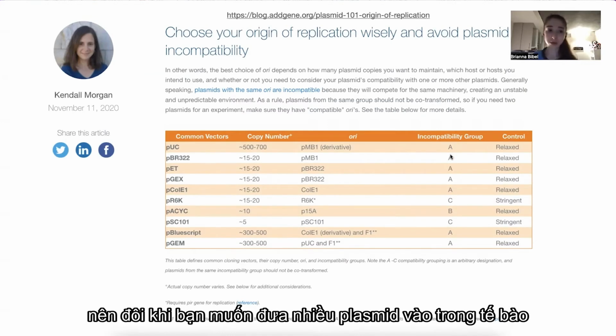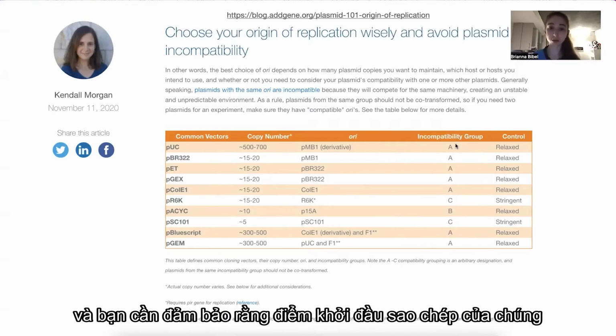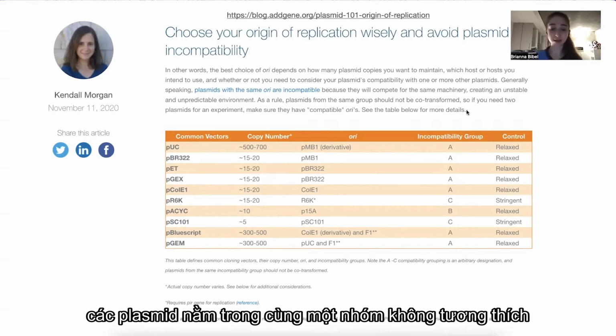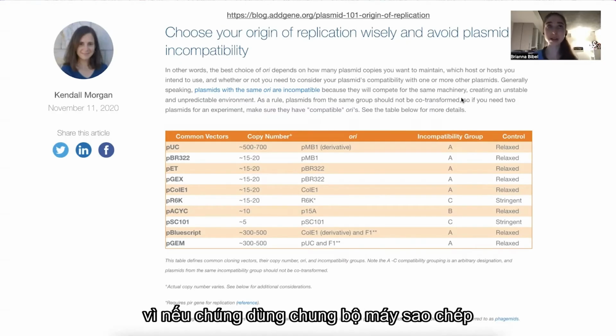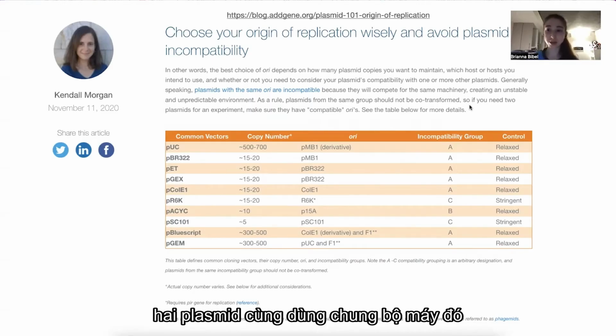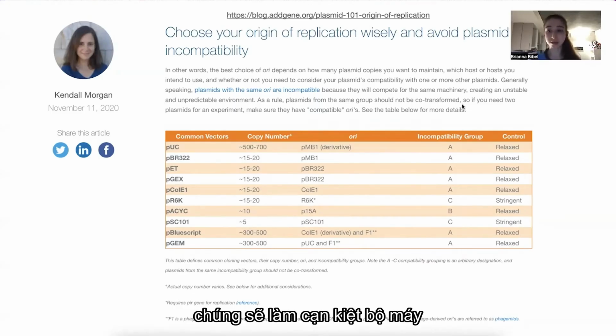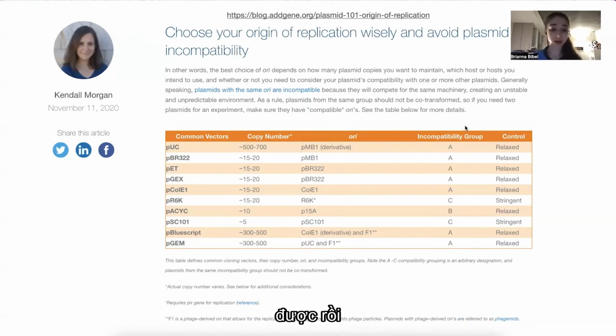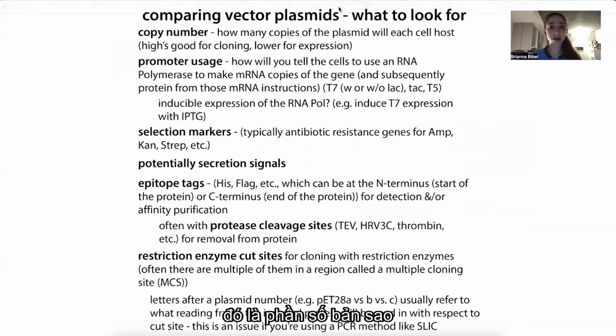You can also see that for some of these there are incompatibility groups. Sometimes you might want to put multiple plasmids inside of cells, and you need to make sure that their origins are compatible with one another. You don't want to put in ones that are in the same incompatibility group. If they're using the same machinery, you don't want to put in two plasmids that are using that same machinery. Then they're going to be competing, they're going to be depleting the machinery, and you're going to have problems. So you want to use ones from different groups. Okay, so that was the copy number.